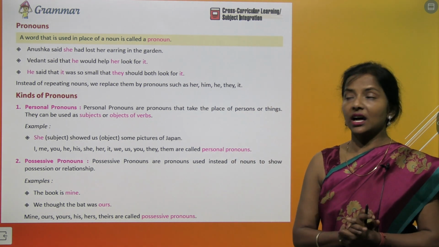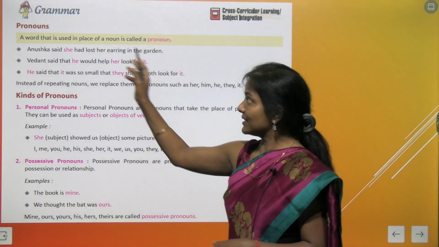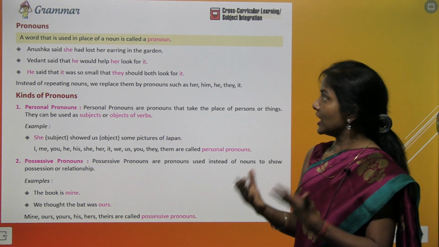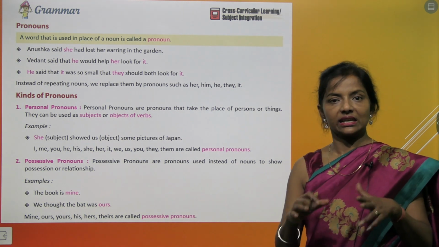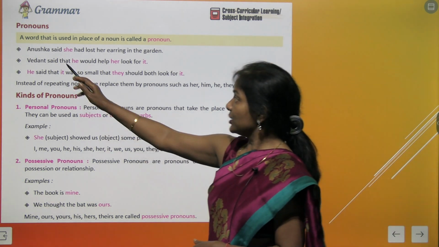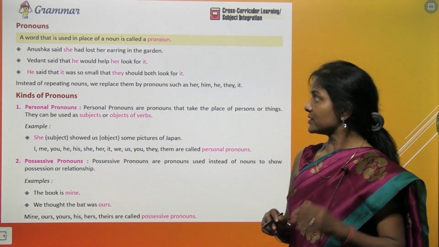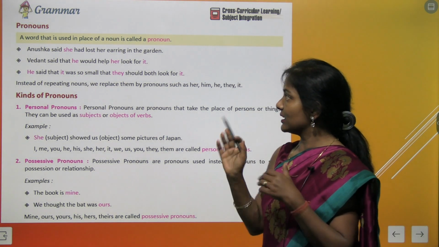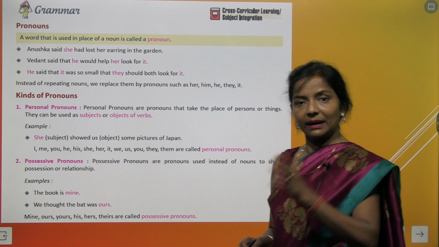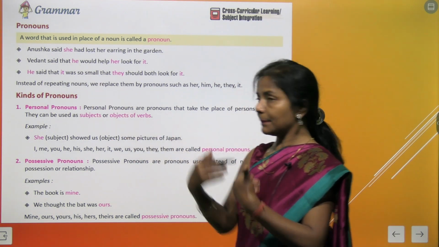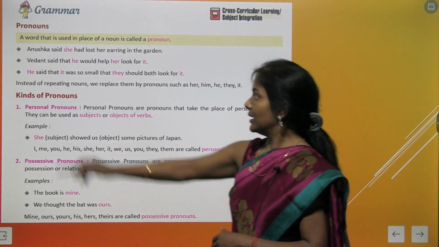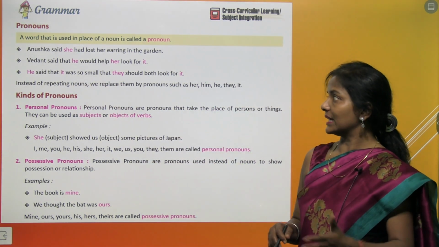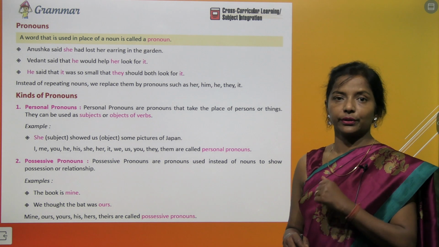We'll read about pronouns. A word that is used in place of a noun is called a pronoun. Noun के place पे जो word use करते हैं उसे कहते हैं pronoun. Anushka said she had lost her earring in the garden. अनुष्का अपने बारे में बोल रही है. Anushka said she, मतलब अनुष्का. Vedant said that he would help her look for it.